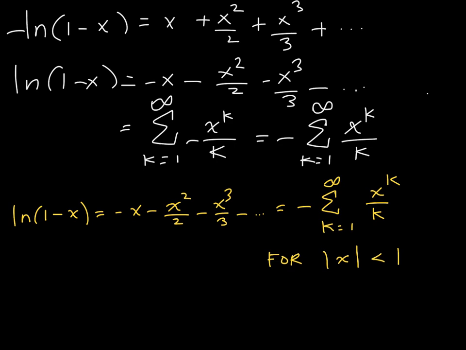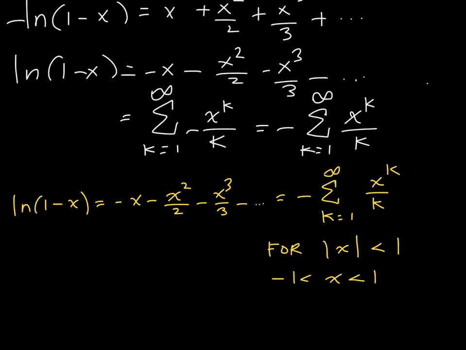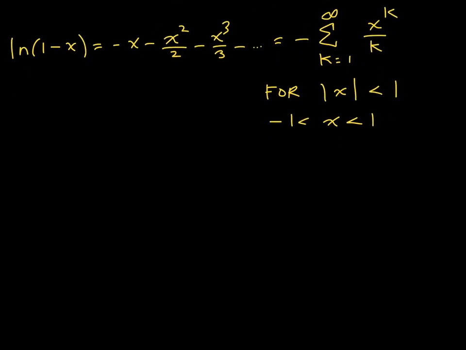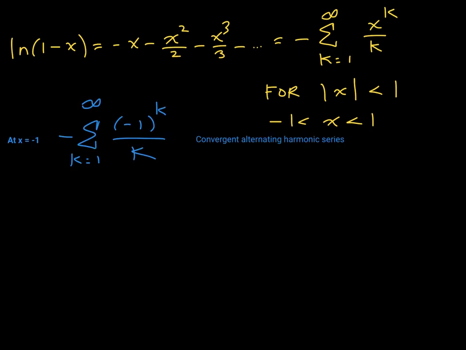Let's plug in -1. Remember, this is written like this, or can be written like this. So what I'm going to do is plug in the endpoints to see if the power series converges at -1, and whether the power series converges at 1. All right. Let's start with -1. When I plug in -1 into my power series, this is what I get. And we've seen this before. This is the convergent alternating harmonic series. So -1 is absolutely included in the interval of convergence.